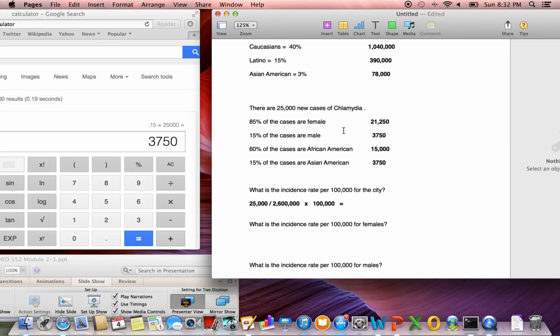All right, so let's say that we have 25,000 new cases of chlamydia. 85% of the cases are female, and that comes out to be 21,250. 15% are male, 3,750. 60% are African American, so that comes out to be 15,000. And then 15% are Asian American, again 3,750. Okay, so what is the incidence rate per 100,000 people for the city?